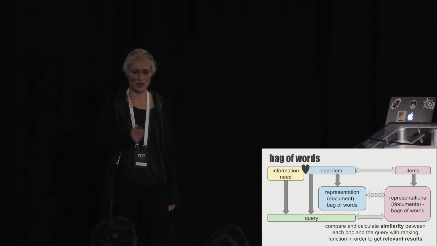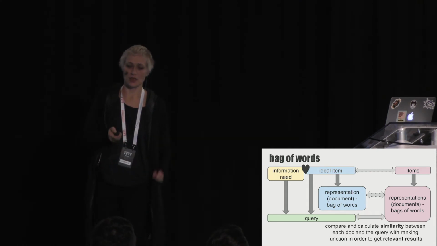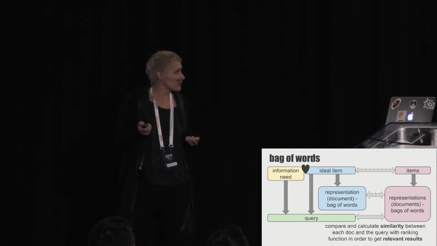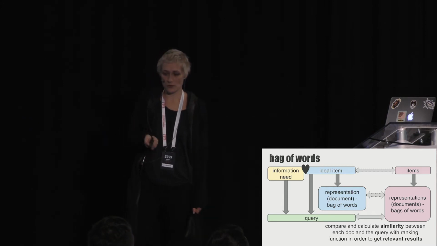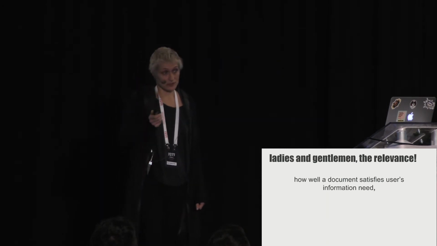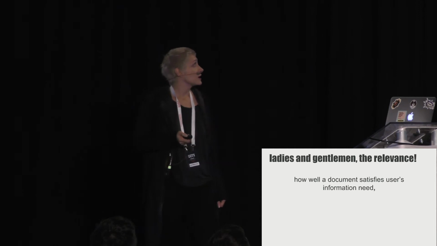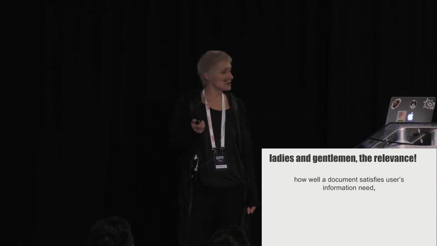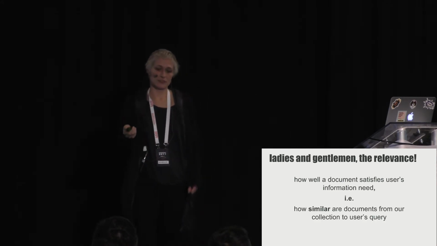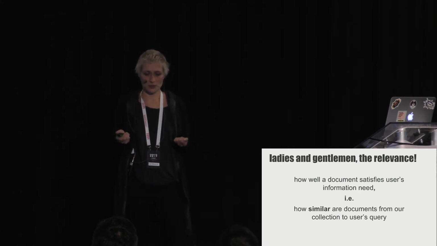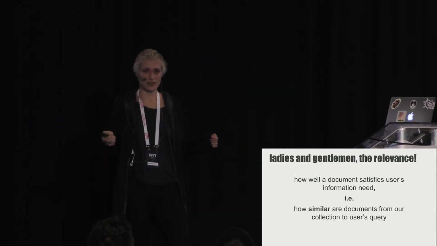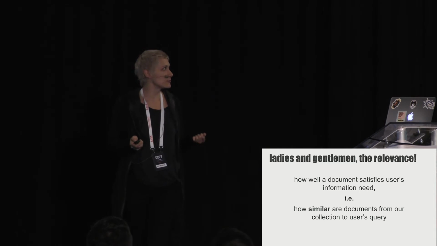And now we can calculate similarity between each document in our collection and the query with some kind of ranking function, and we should get somehow relevant results. So, the relevance, because it's important and it's a keyword here. The relevance tells us how well a document satisfies the user's information need, so how similar our documents are to the user's query. And that's the base thing for information retrieval.